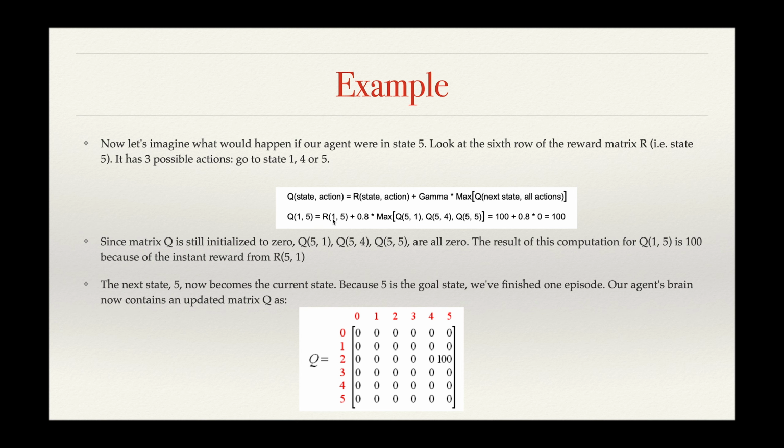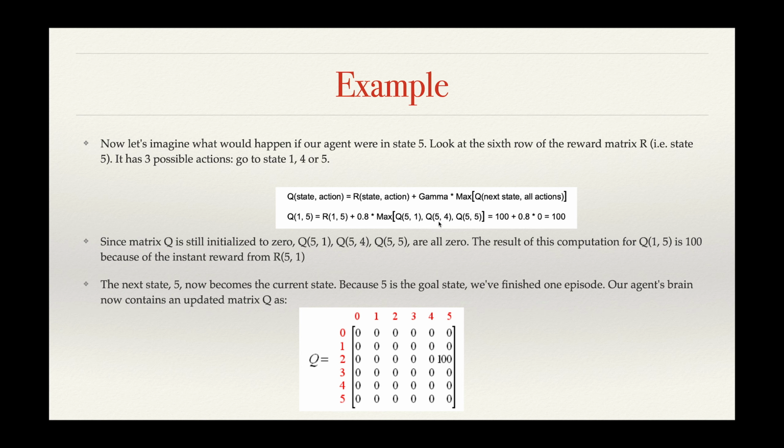So this is equal to the reward that I would get from moving from 1 to 5, plus 0.8 multiplied by the maximum of the next state plus all actions, which is a max between 5, 1, 4, 5, and here 5, 5. Because if I am at 5, I can either stay at 5, which is here, or move back to 4, or move back to 1.